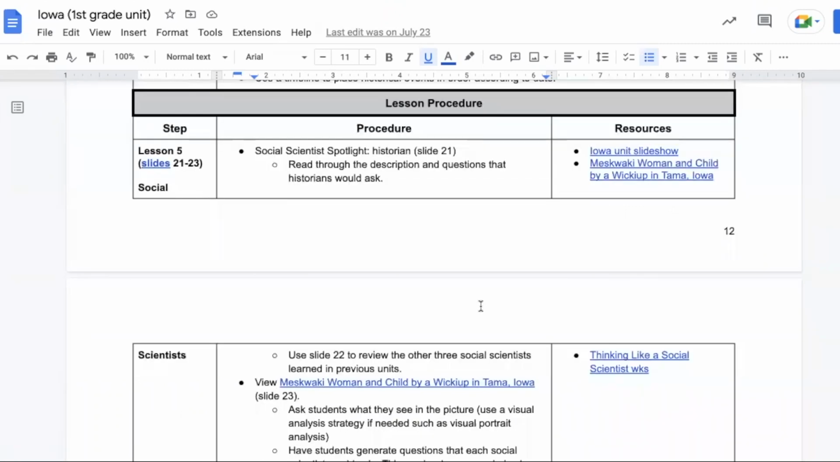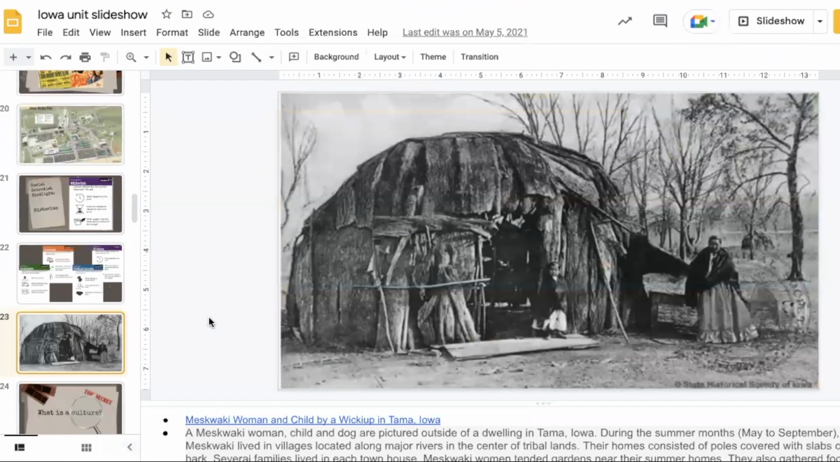We kick off lesson 5 by highlighting our social scientist, the historian. We practice these skills by taking a look at this picture of a Meskwaki woman and her child in a wiki-up in Tama, Iowa. You can have students complete a WDIS, which means what do I see, where they simply list out what they notice in the picture. Have students create questions about what they see in the picture. Students might want to think about what a historian would ask or any of the other social scientists. This is an important skill to practice as it meets one of our inquiry standards.